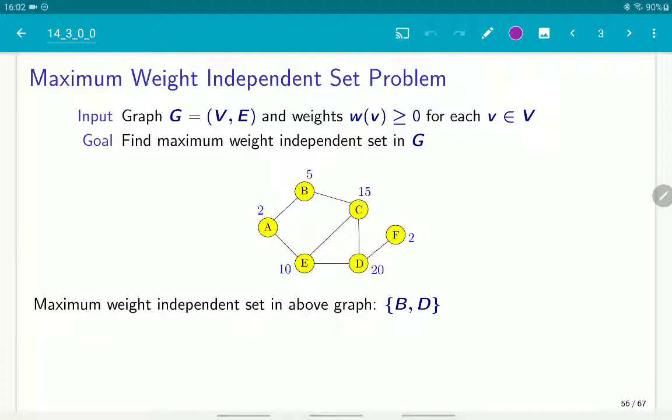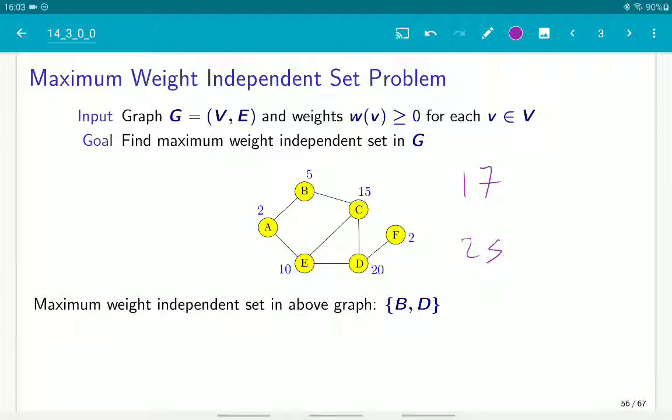Okay, so in this case, I think we already discussed this graph, right? This is an independent set of size 3. It has weight 17, but the claim is that B and D is better, because this is so heavy. So this is 25. And the claim is that this is optimal.